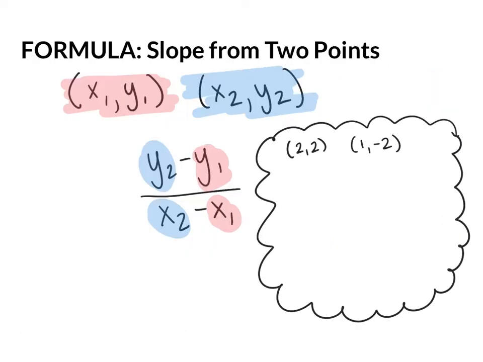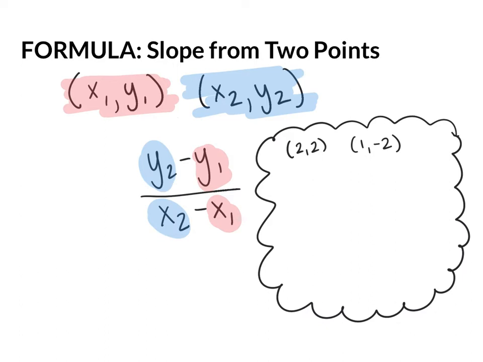Math is all about efficiency, and we don't want to have to graph these every single time. So we have pulled a formula from what we've been doing on those graphs. On the graphs, we've been calculating the rise, which is the difference of the y's, and putting that over the run, which is the difference in the x's.